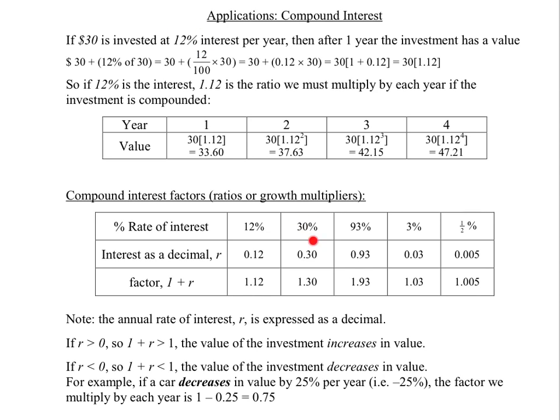If we have 30% interest rate, we'd have to multiply by 1.30. If it were 93%, we'd have to multiply by 1.93. 3%, we'd multiply by 1.03. Now, 0.5% is like 0.5%. We would have to multiply by 1.05, but 1.005.